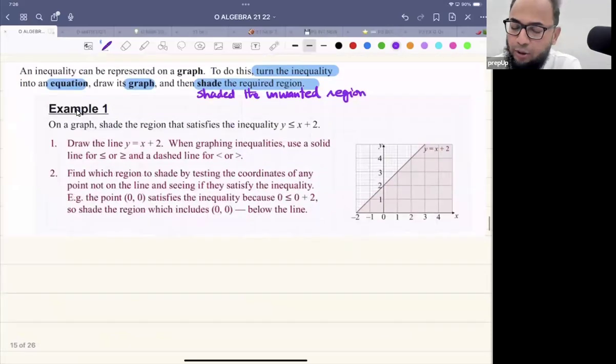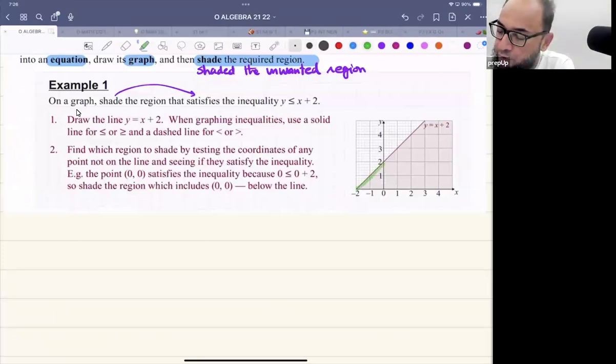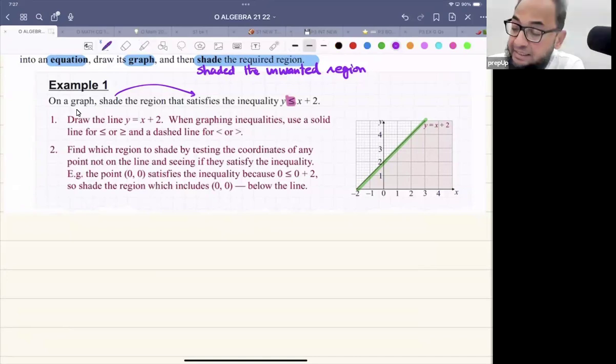So it says on a graph, shade the region that satisfies the inequality. Now, since it says shade the region, we have to shade the region. So this is y is less than or equal to x plus 2. So which line should we draw? We should draw the line y is equals to x plus 2. Just take a point: when x is 0, y is 2, when x is 1, y is 3, and so on. And very simple, that is y is less than or equal to x plus 2.